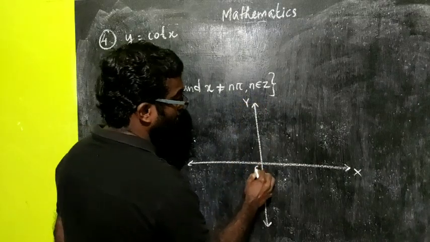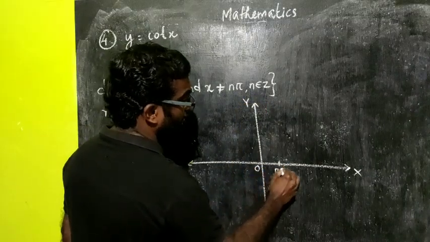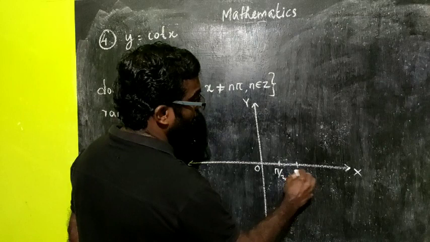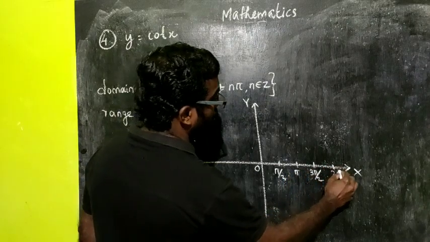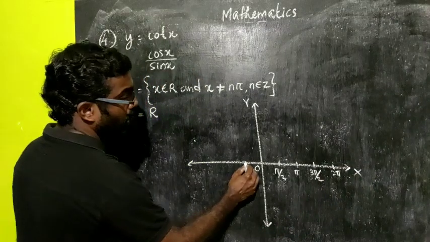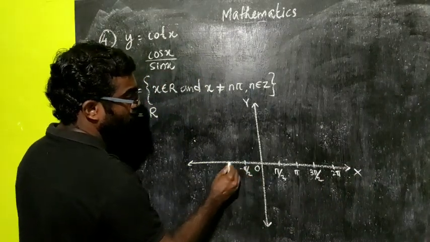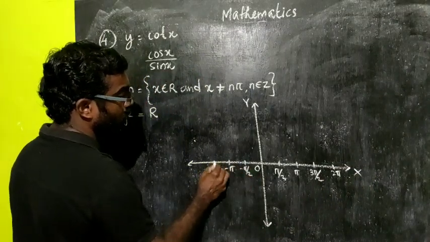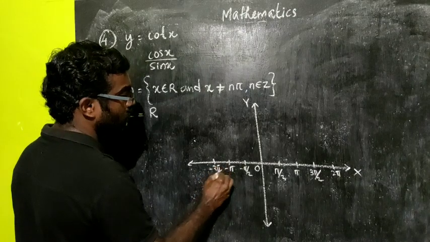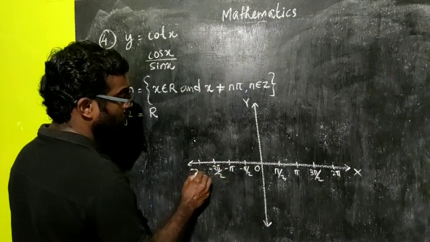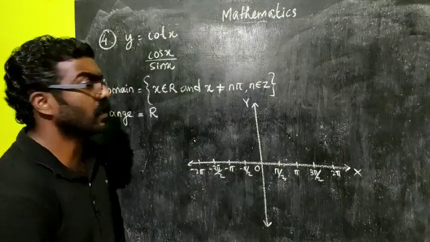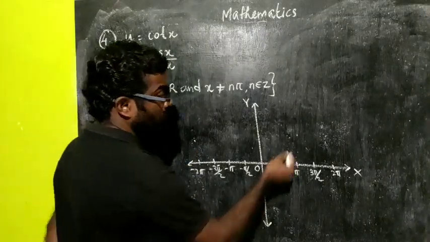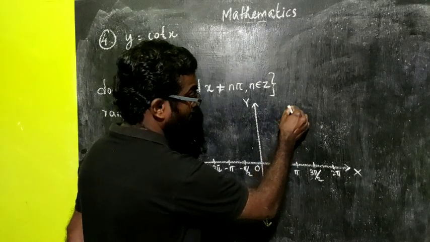So here you can mark 0, pi by 2, pi, 3 pi by 2, then 2 pi. Minus pi by 2, minus pi, minus 3 pi by 2 and minus 2 pi. For integral multiples of pi, the function is not defined. So we can restrict the domain.